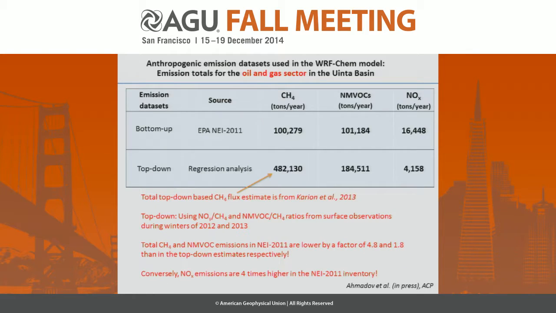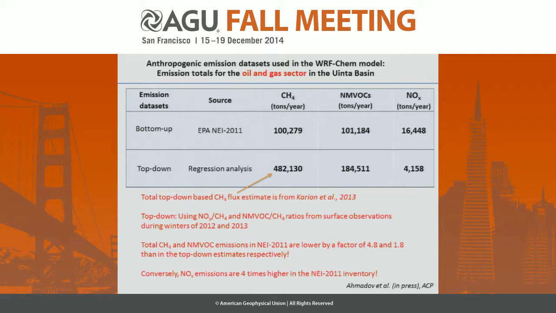Now, what we did, first of all, in order to conduct the air quality modeling, we built 2 emission data sets. The first emission data set is based on the EPA NEI 2011 emission inventory, which is the emission inventory used for regulatory purposes in the United States. Here in this row, I show total methane, non-methane VOC, and nitrogen oxide emissions for only the oil and gas sector for the Uinta Basin from NEI.